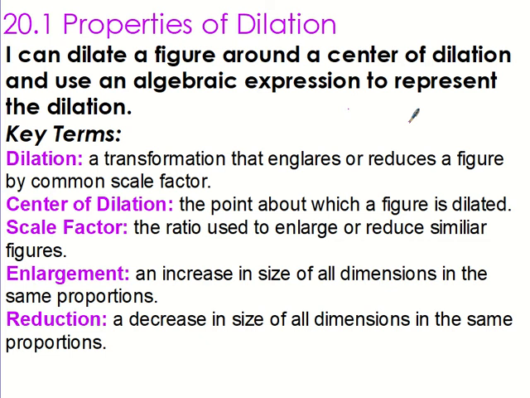An enlargement is an increase in size of all the dimensions with the same proportion, and a reduction is a decrease in size of all the dimensions in the same proportion. So it just means that they enlarge all by the same and they reduce all by the same.